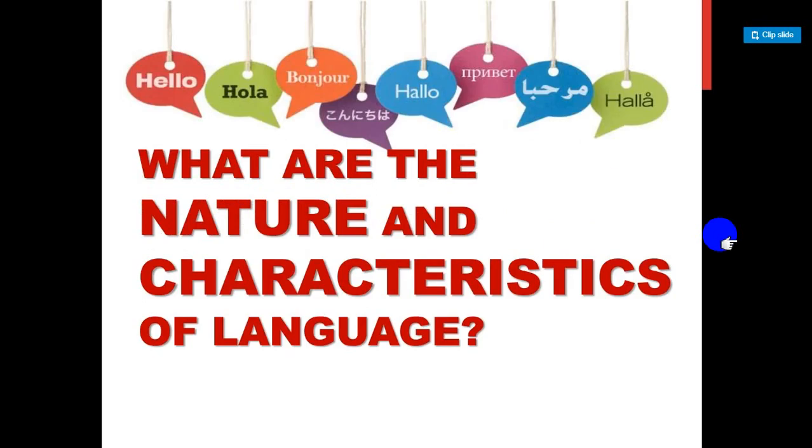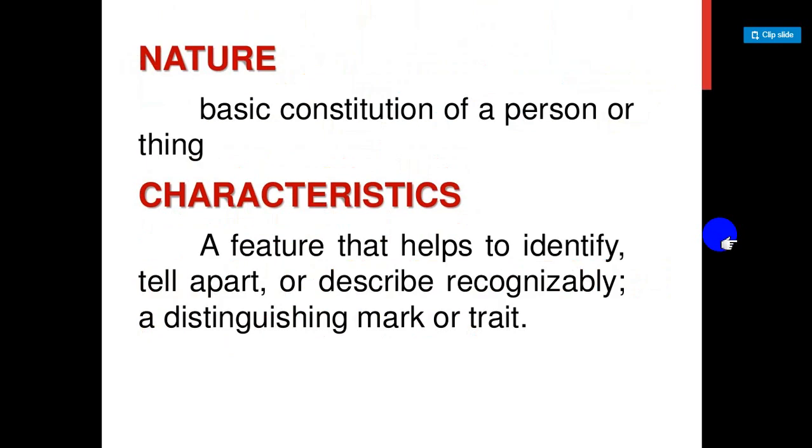Okay, what are the nature and characteristic of language? Nature, basic constitution of a person or thing. Okay, so it's the basic rule of a person or a thing. Okay, without it, a human cannot be a human. It can be animal, something else.